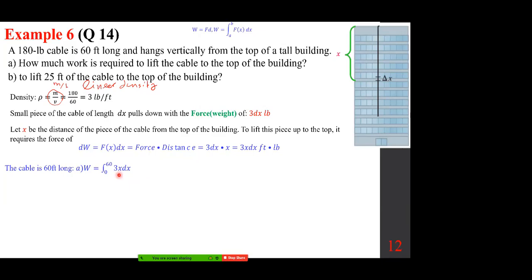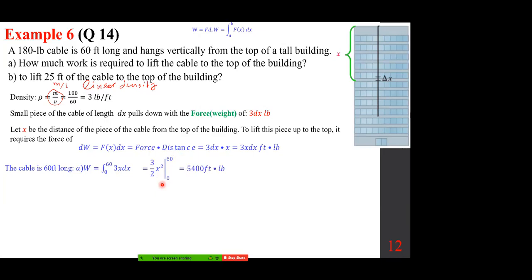And so, of course, this is 3/2 x squared from 0 to 60. You replace the x with 60. 60 squared is 3,600. You divide by 2, 1,800, times 3, 5,400 foot-pounds.